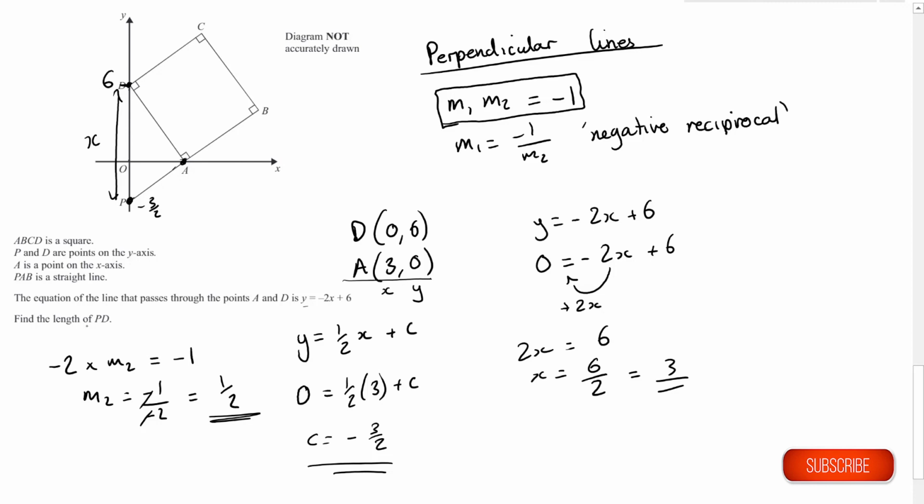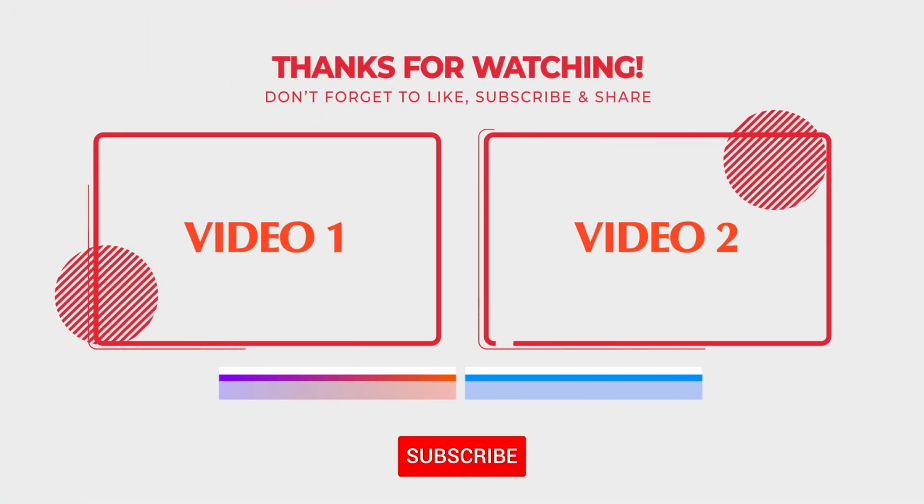So the length PD is the difference between them, so PD is 6 minus -3/2, which basically just becomes a plus, and then 6 we could write as 12/2 plus 3/2, and that becomes 15/2, which is 7.5. And that's solved for that equation. That is the length of PD. We just had to know some things about perpendicular lines, and then our ability to mess around with some of the straight line equations.